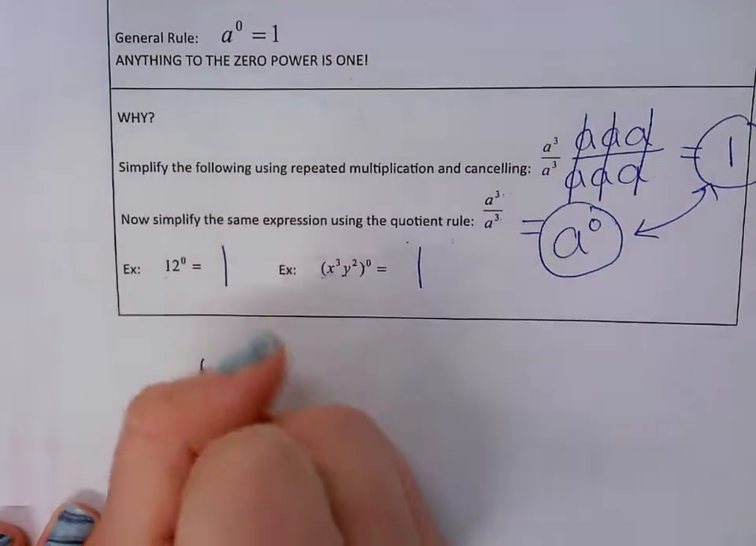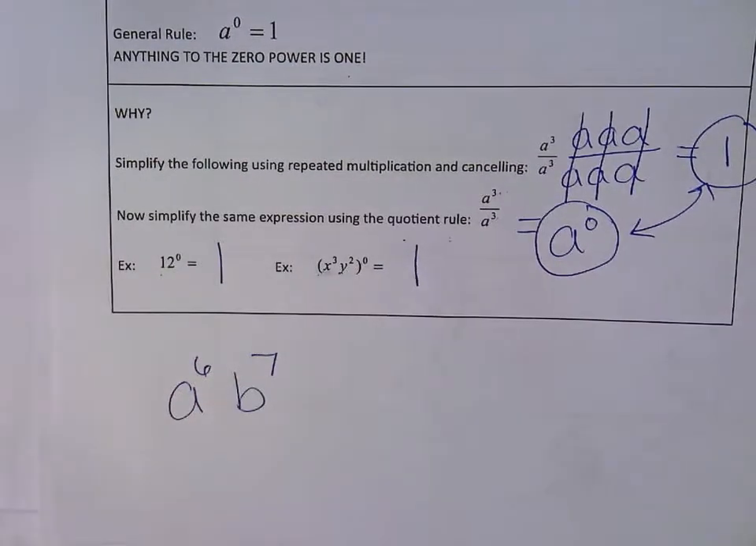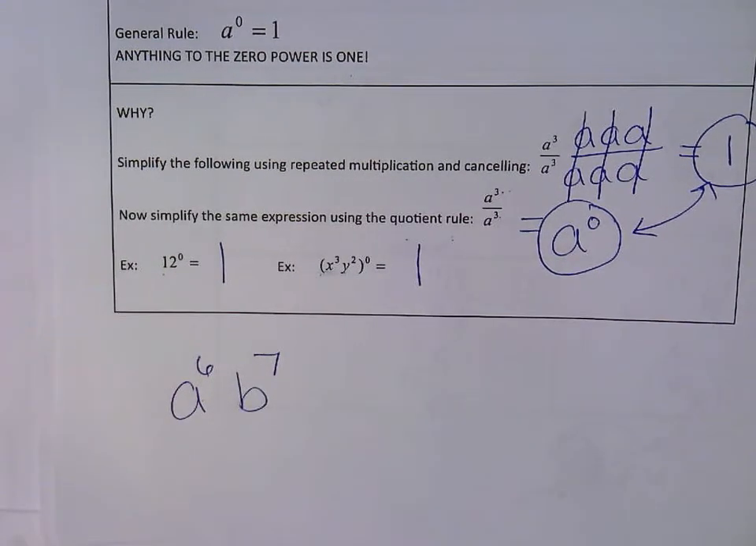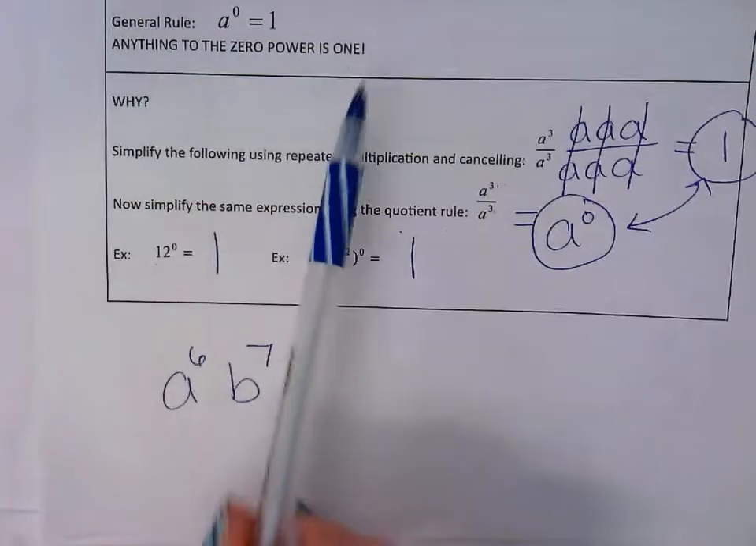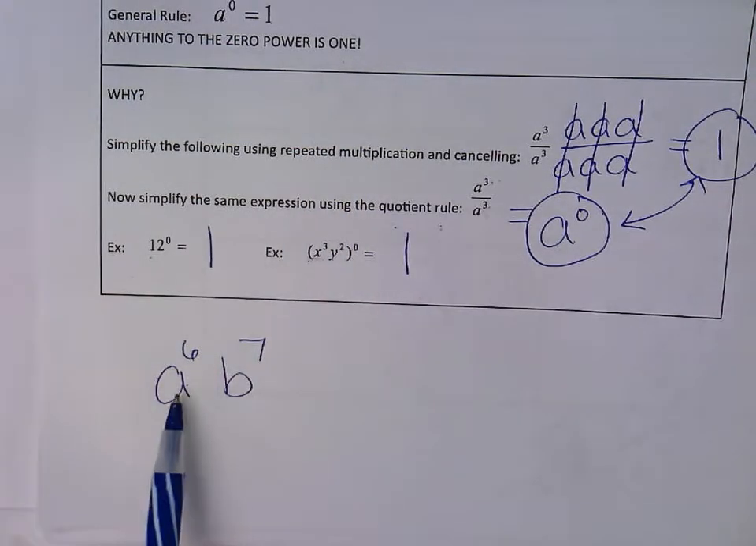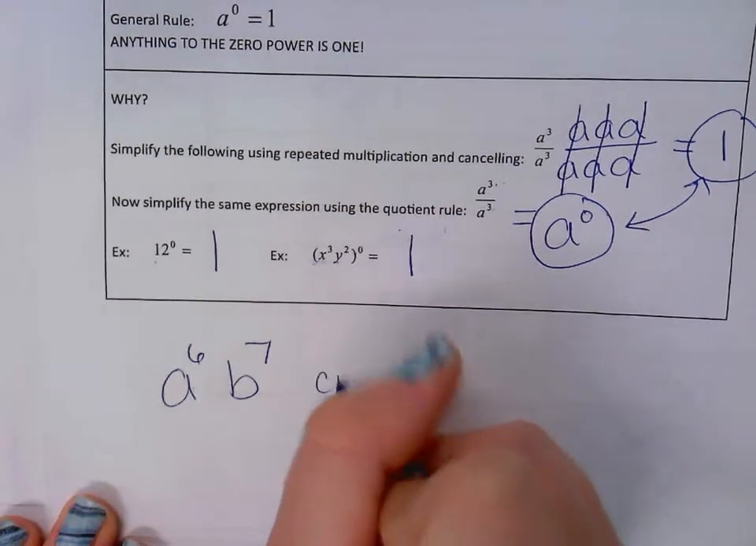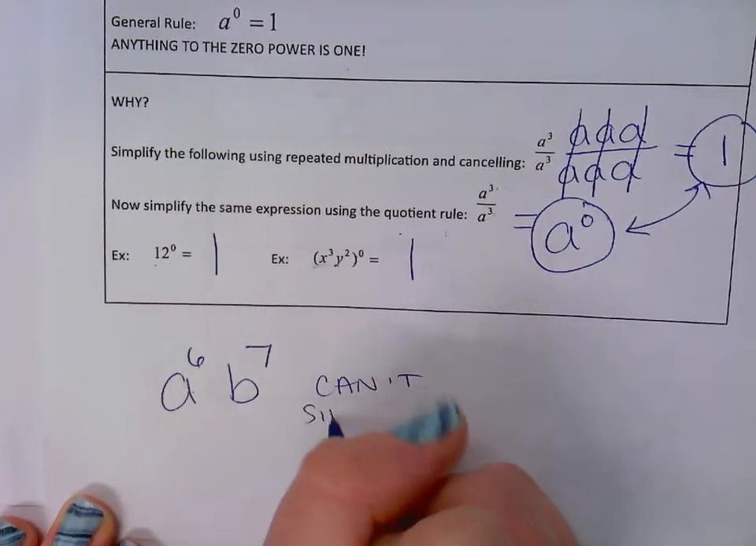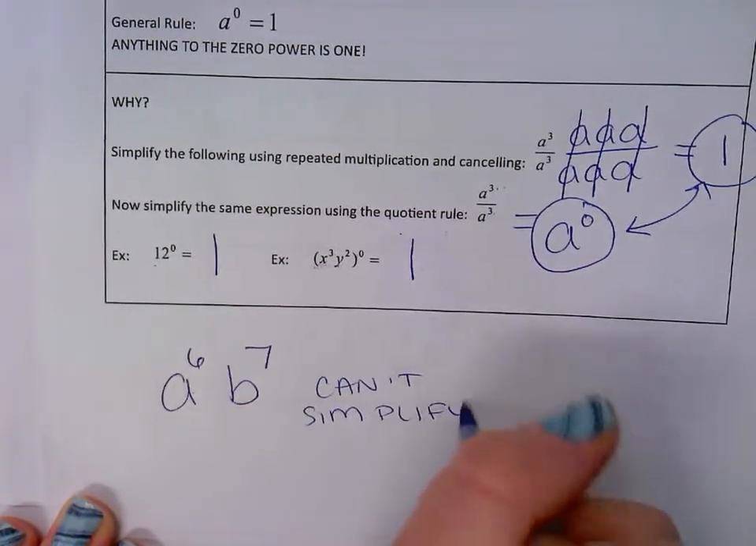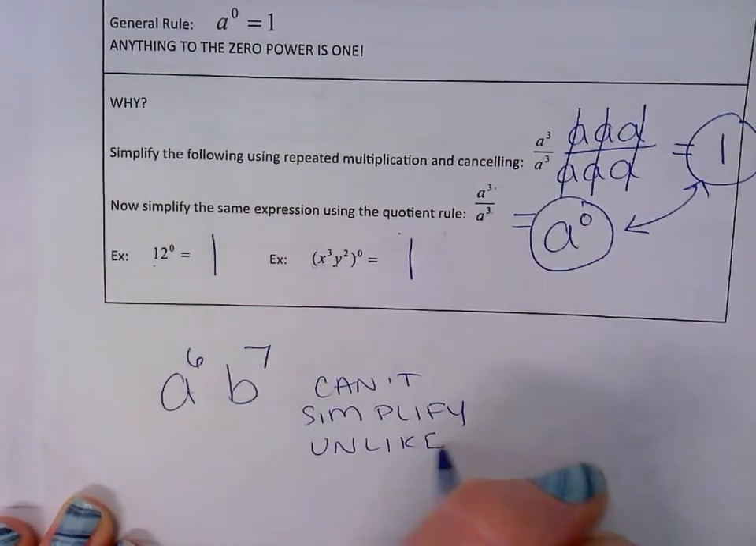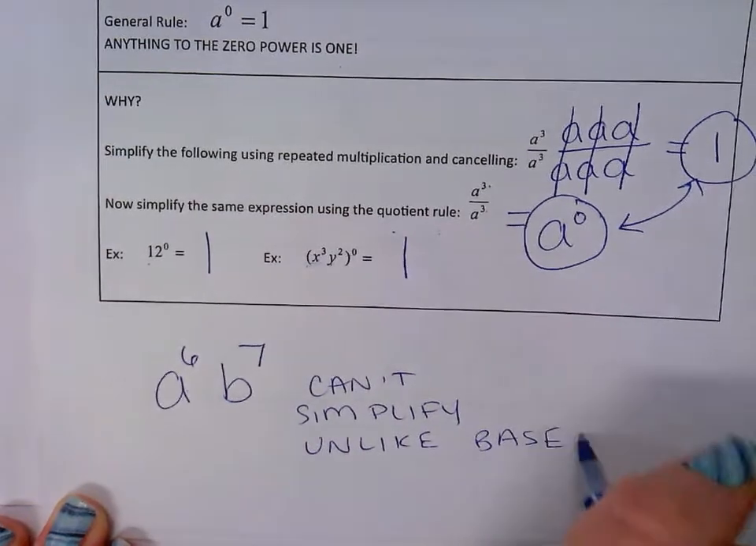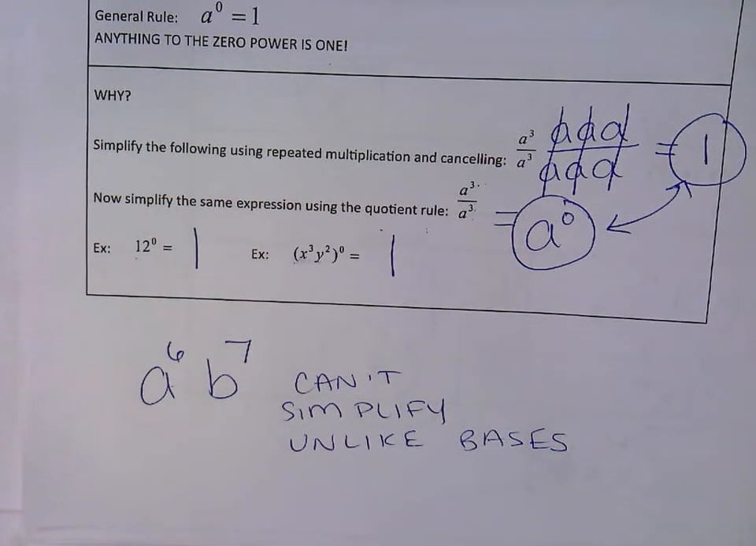And I should have pointed out, if you have a to the 6th, b to the 7th, you can't simplify that. Those are not the same base. So these rules only apply if they're both bases of a or bases of b, right? So you can't simplify unlike bases. So just to add that to the rule.